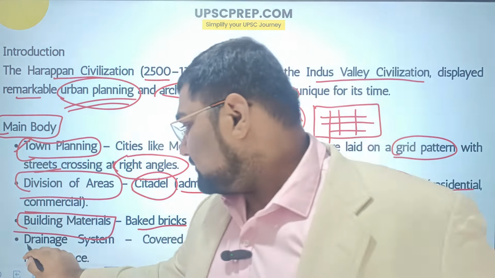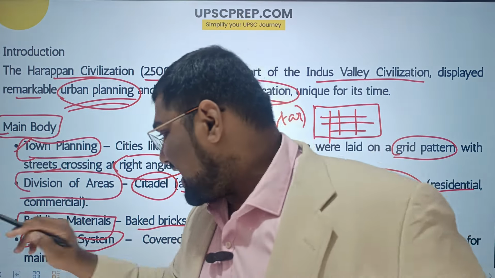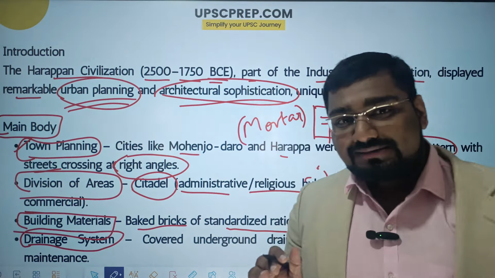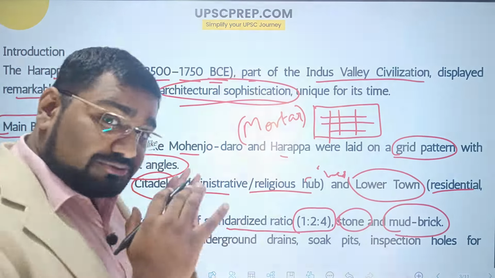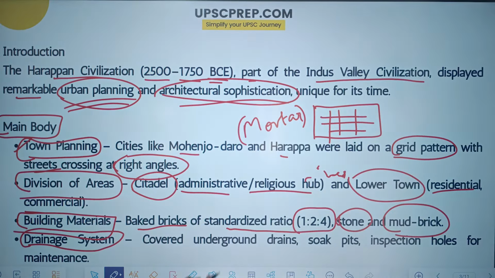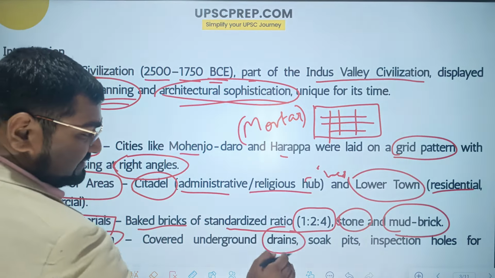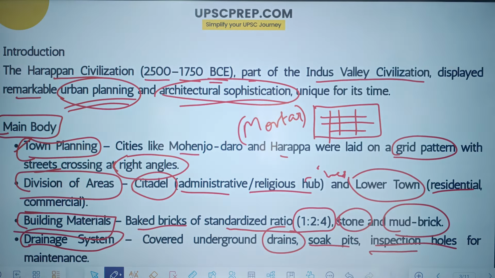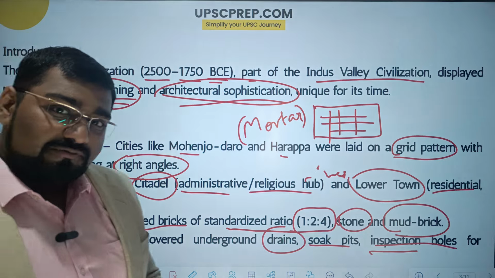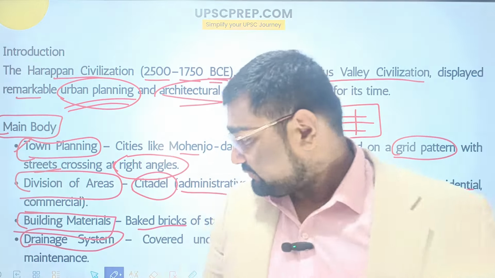You should definitely talk about drainage system as well. The most important thing, how the water management was done. So these things you should be mentioning, right? Drainage system, which covered underground drains, pits, inspection holes, which are also called manholes, right? For the purpose of maintenance.